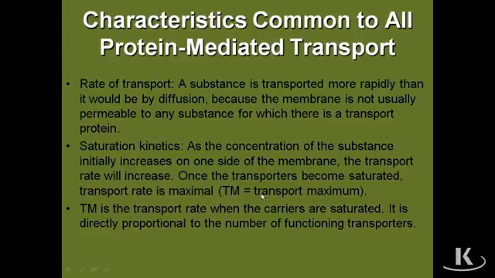By definition, Tm is the rate of transport after you've saturated the carriers. And you should realize it is directly proportional to the number of functioning transporters. If you increase the number of transporters, you increase Tm. If you decrease the number of transporters, you decrease Tm. And this would be a typical question for you on Step 1.